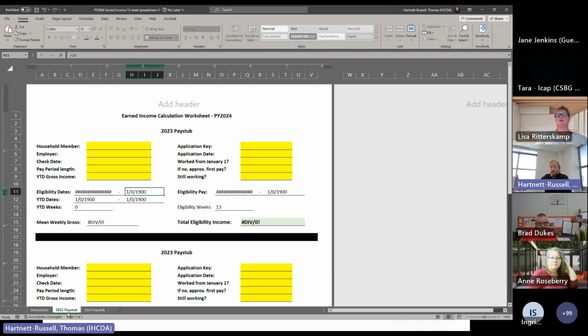So as you see along the bottom, there are 3 tabs here. First tab is the instruction sheet. Second tab is the sheet that one would use if they are working with a 2023 pay stub. And the third tab is a sheet that you would use if you're working with a 2024 pay stub. There are differences in the way the formula is handled based on the year that I have not figured out how to get around in Excel.